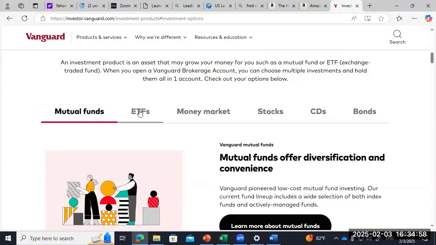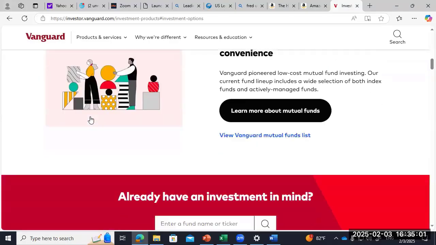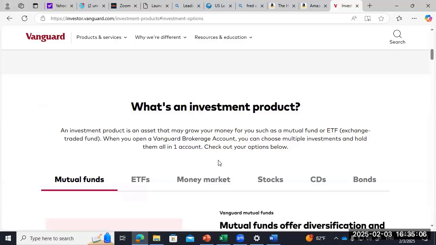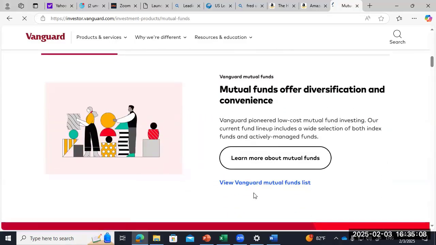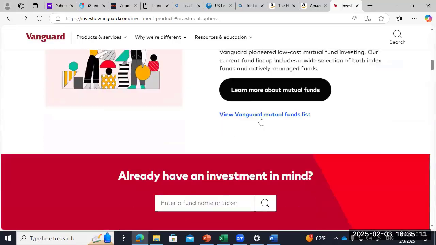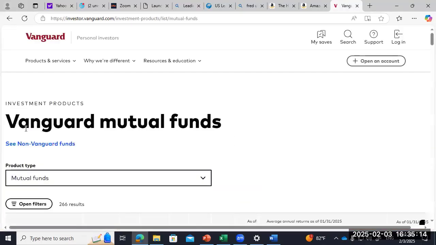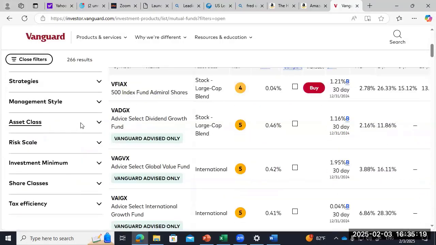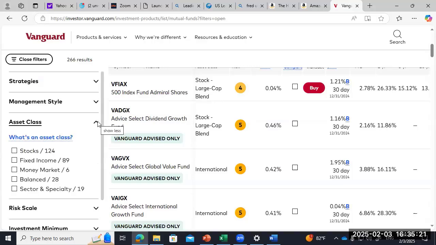So here's their mutual funds, and we'll talk about ETFs, but here's their mutual funds. Here's the mutual funds. And we're going to do asset class. That's what we're talking about, right? Stocks, bonds, cash. That sounds like ours. What are they missing? Alternatives. But they have sector and specialty where they have some alternatives in there.